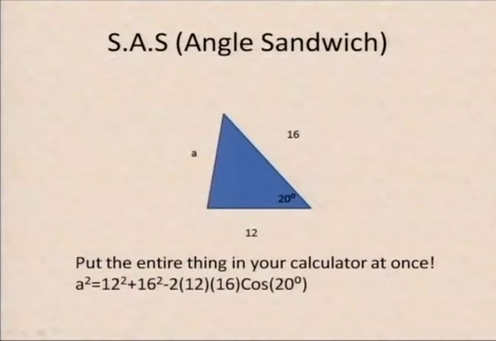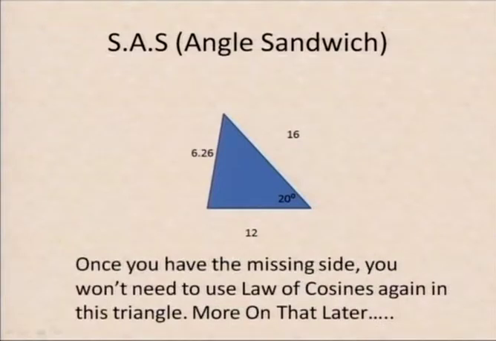Okay, if you've done that and you've got everything in your calculator and then you took the square root of the answer when you got done, you should have come up with a missing side that rounds to the nearest hundredth at 6.26. Now, once you have that missing side, you won't need to use the law of cosines again in this problem. You could, but usually it's easier to use the law of sines, which we will get into in just a few minutes.